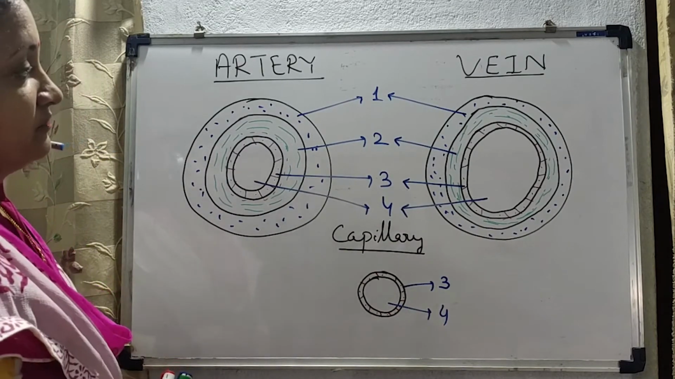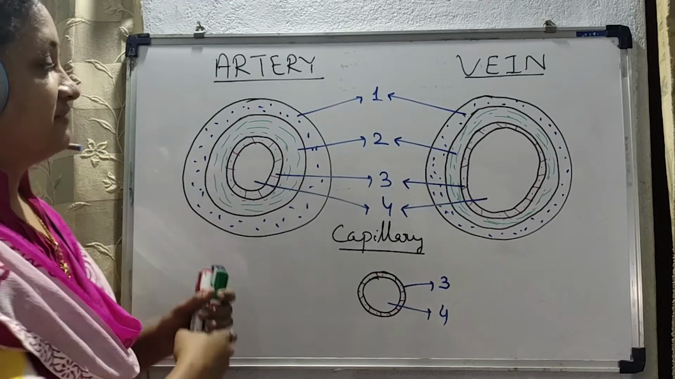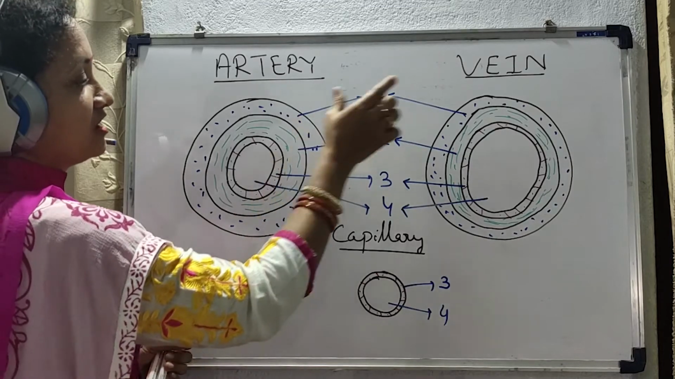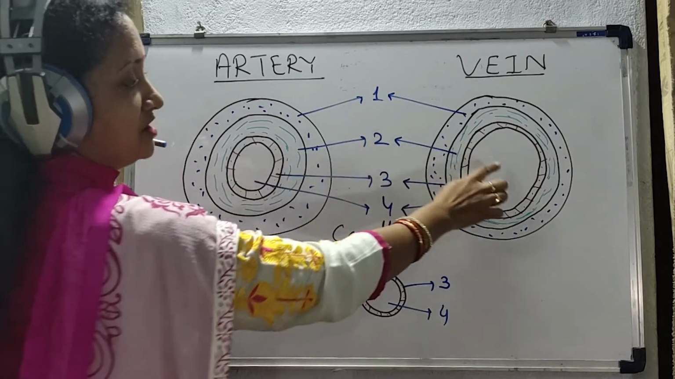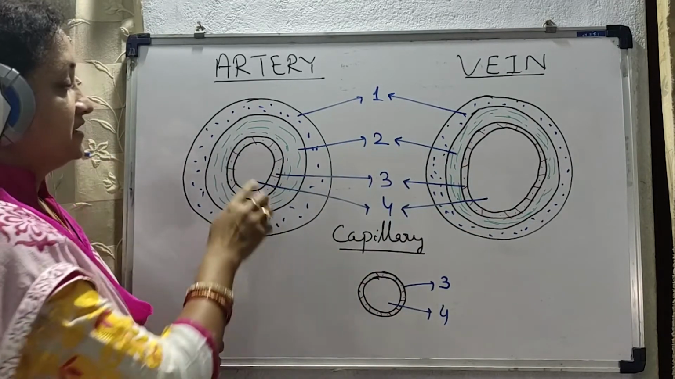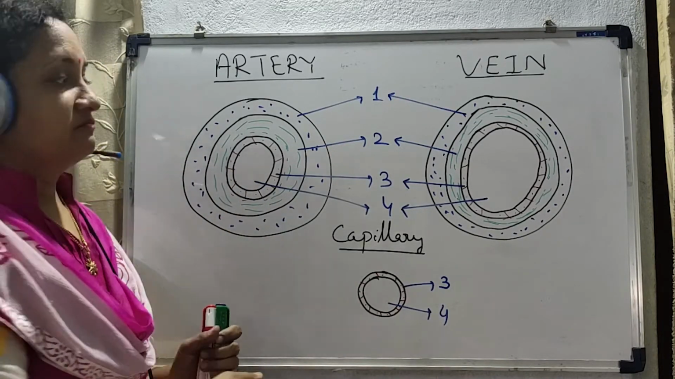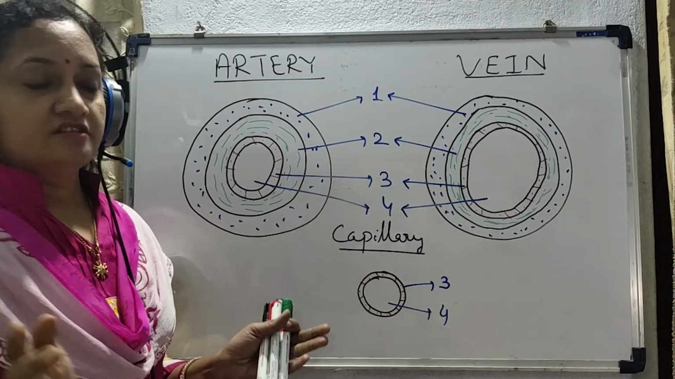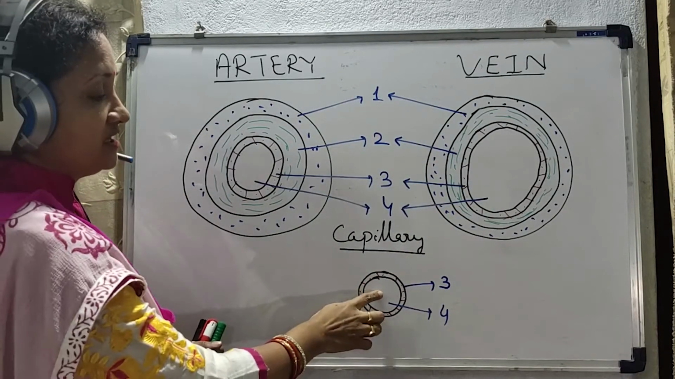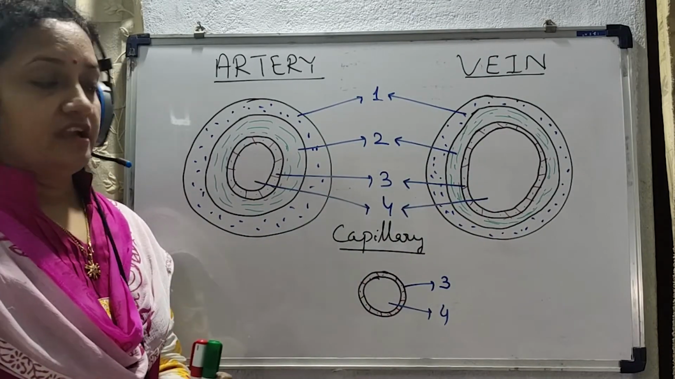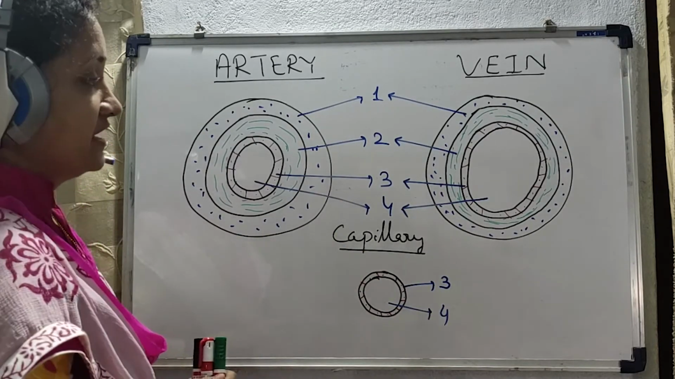Now compare the thickness of the wall of the artery with the vein. Which is thicker? We can find here that the wall of the artery is thicker compared to the wall of the vein. Now compare the diameter of the hollow cavity of the artery and the vein. The artery has a narrow diameter, that means the lumen is small, whereas the lumen of the vein is wider. In the case of the capillary it is very small, narrow, and surrounded by a single layer of epithelial tissue, called endothelium.